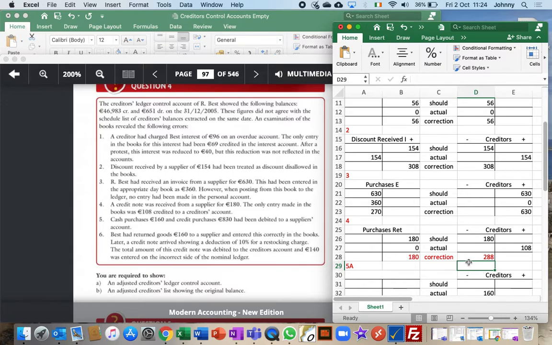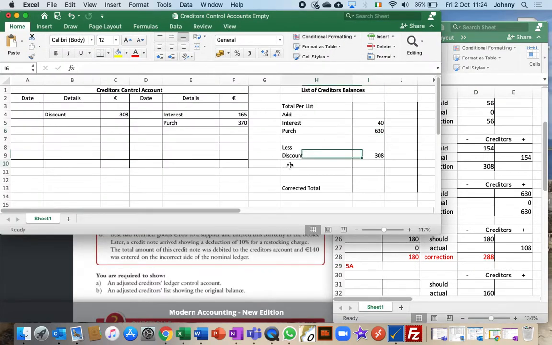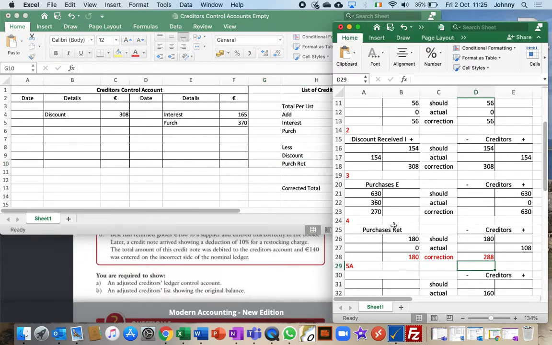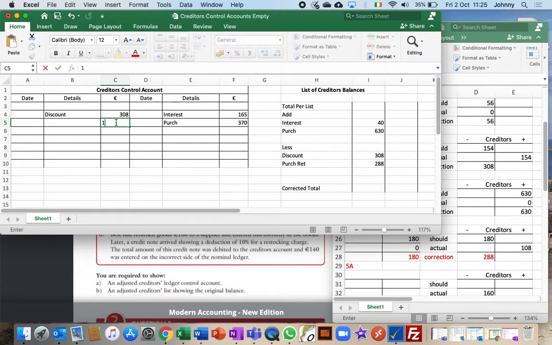Okay? So let's take this here, the 288. I'm going to put that then into my list. So it's on the minus side, so we'll go less. And it's purchase returns, 288. And then over here I have purchase returns 180 more. Okay, so this is on the credit side, so I'll put it on the debit side there, and it's 180.